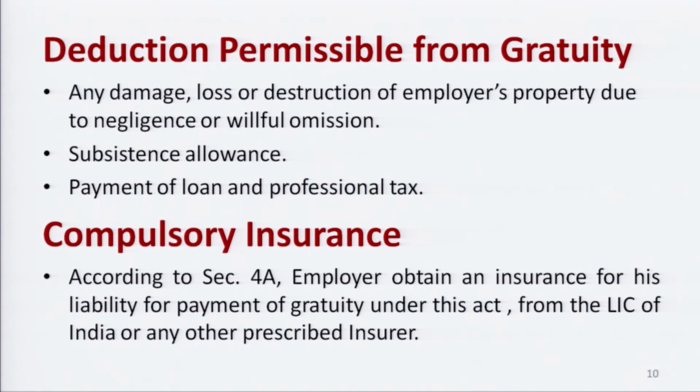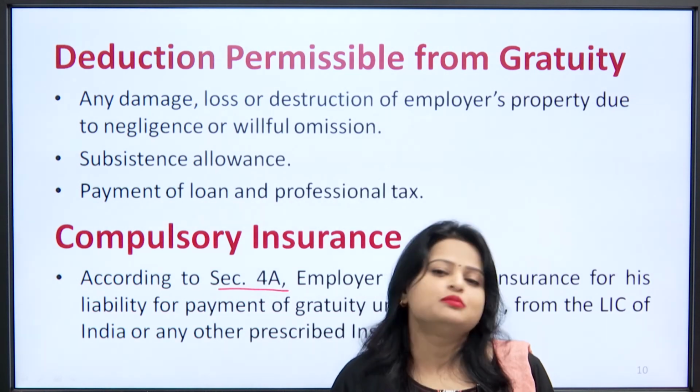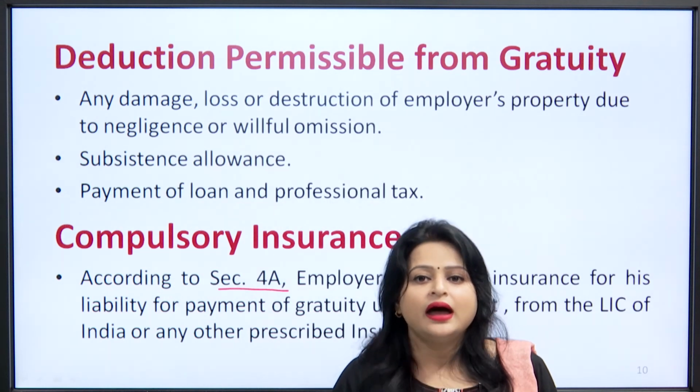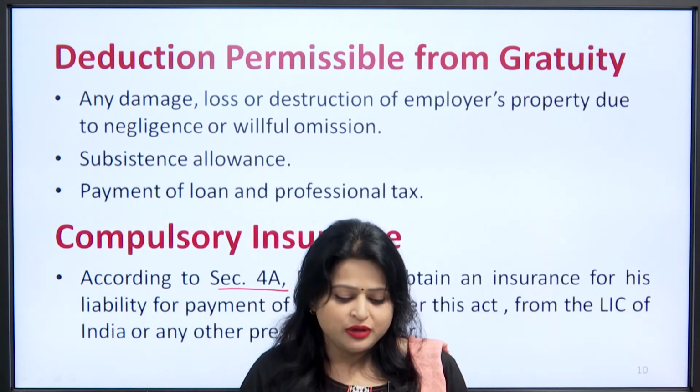Now, what is compulsory insurance? According to section 4A, the employer must obtain insurance for his liability of payment of gratuity under this act from the LIC of India or any other prescribed insurer. It is not medical insurance, it is not life insurance, it is insurance for the payment of gratuity. We have talked about if something happens to the employee, but here what we are discussing is, if something happens to the employer, then who will pay this amount of gratuity? That is why this compulsory insurance is mandatory under this act. An employer has to obtain this insurance for his liability for the payment of gratuity.